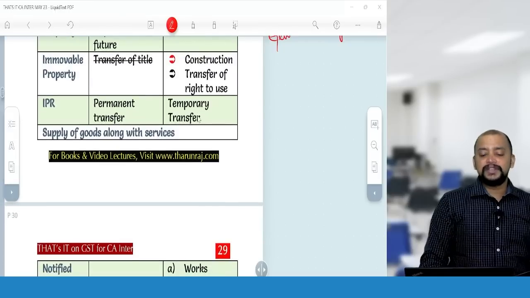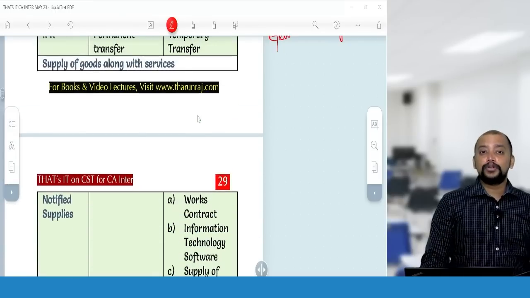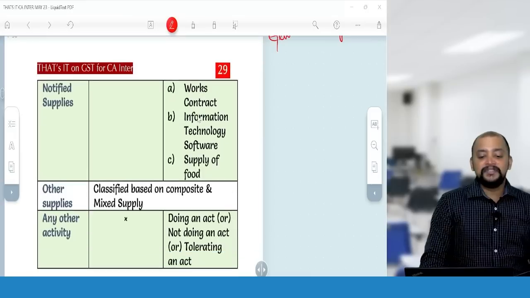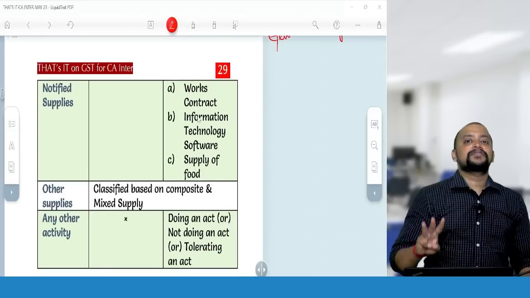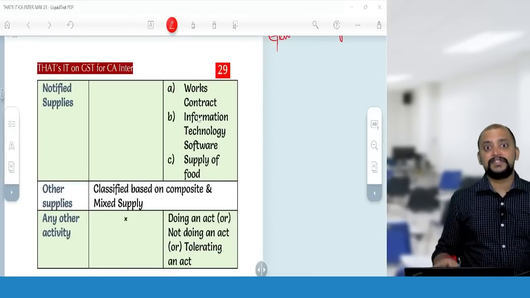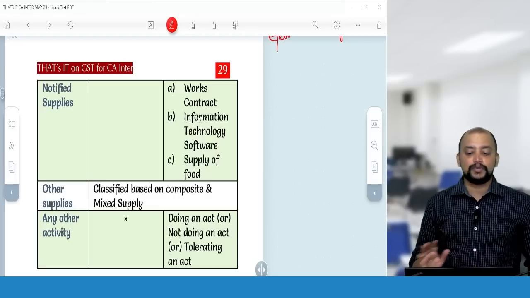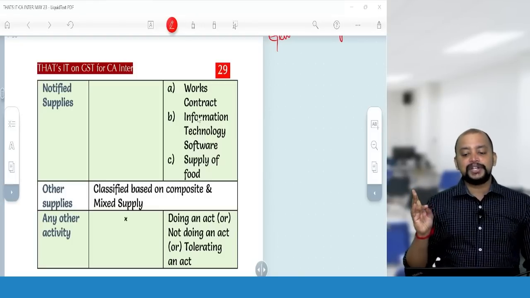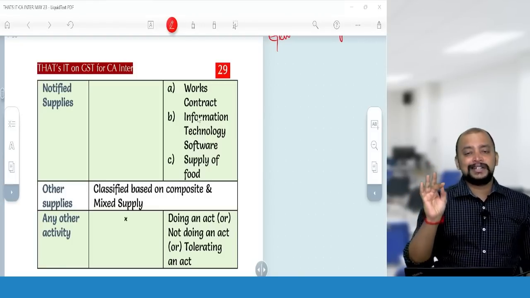Then suppose if there is a contract wherein both goods and services are supplied, and if these are notified activities, there are 3 notified activities that involve both goods and services, but it will always be treated as supply of service. What are they? Works contract, information technology software, and supply of food.